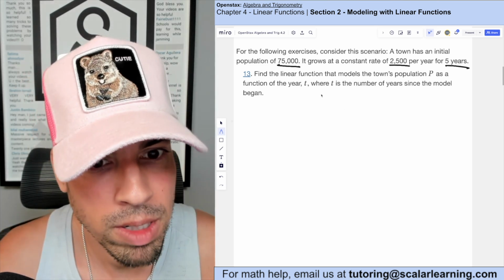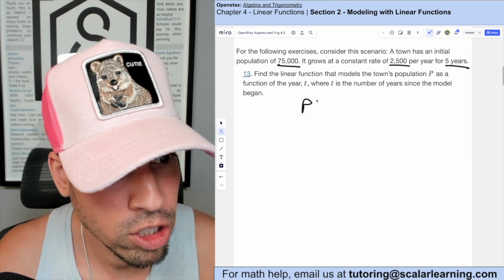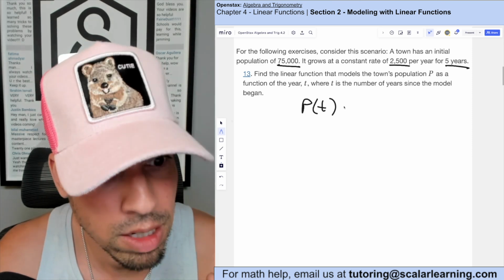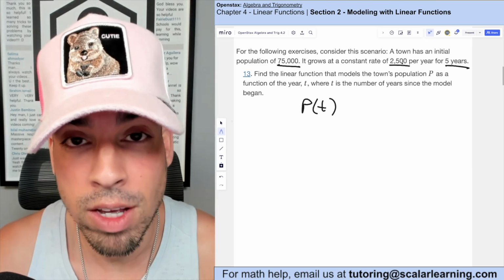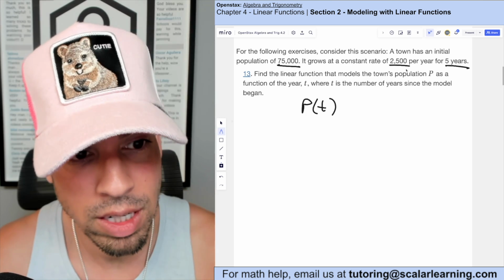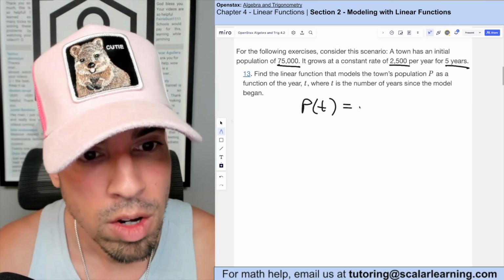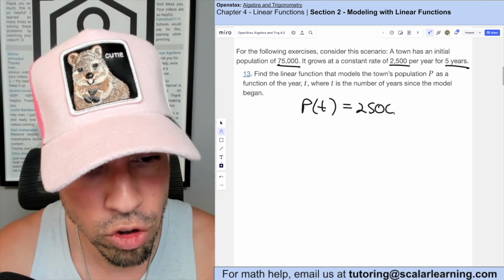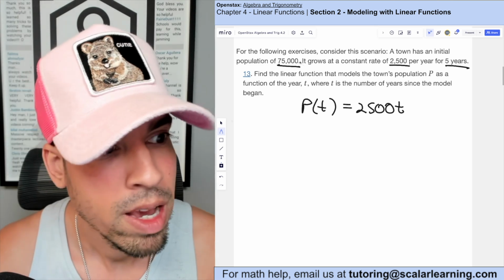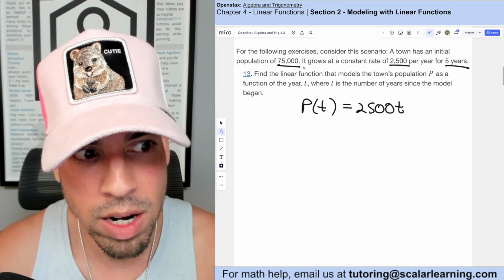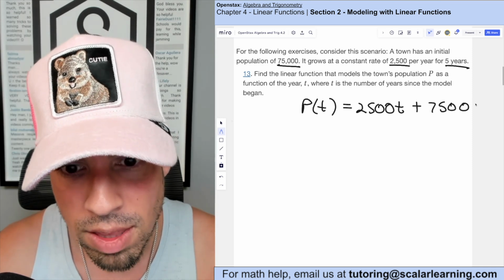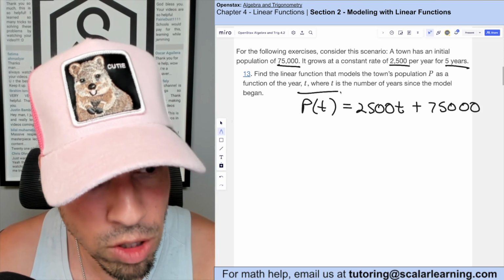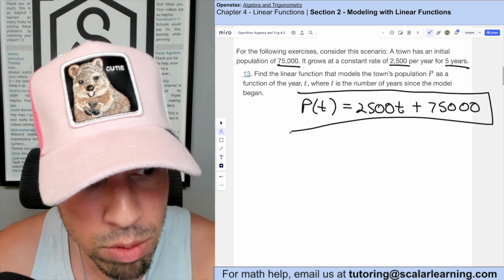So the way I'm going to start this is the population is a function of t, meaning p of t. And here's the deal. It gives us all these valuable constants that we're going to need. What's this, a rate? That's my slope. So the slope is going to be 2,500 times that variable t. And then my initial value, that's my y-intercept. That's 75,000. I'm going to put out here, plus 75,000. And that's it. That's how you do a linear function. There's your final answer. Boom, done.